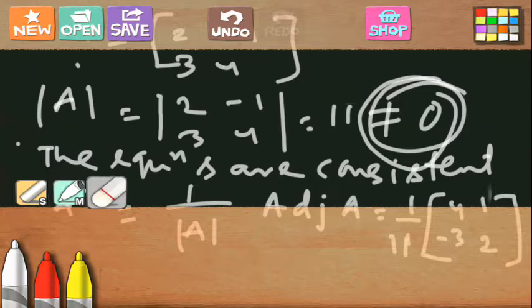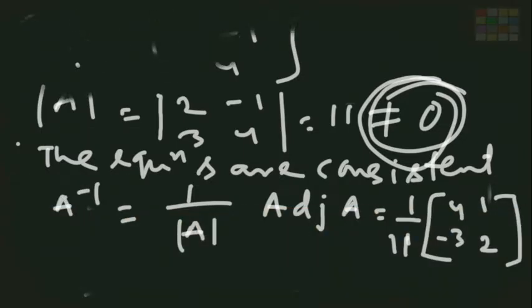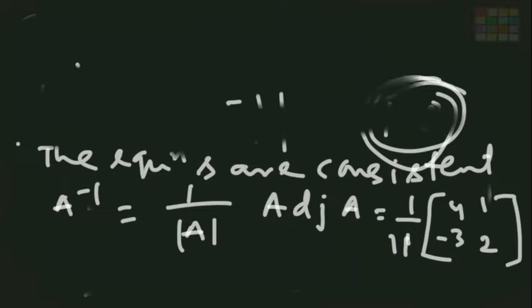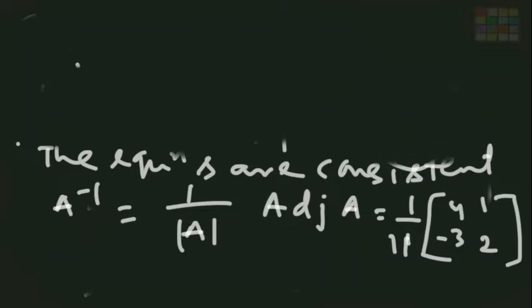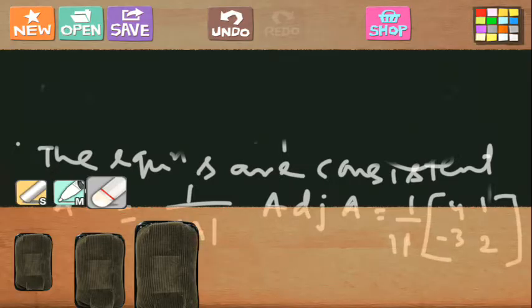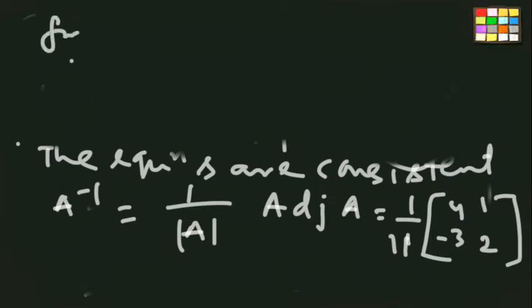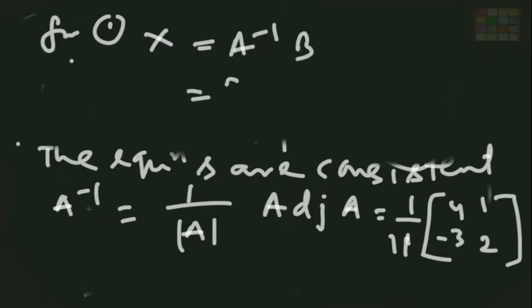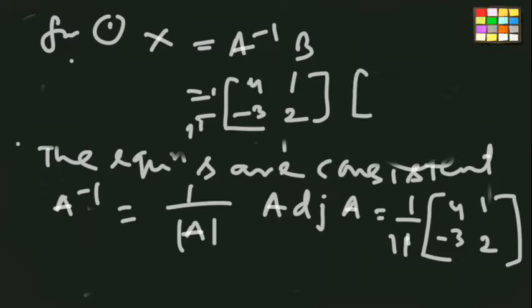Now next, you remember equation 1. In equation 1, I have told you that your x is nothing but A inverse B. In place of A inverse, I will be writing 1 by 11 into 4, 1 and minus 3, 2, and in place of B, if you recall, rewind this video and see the value of B, the last matrix, that is minus 2 and 3, right?